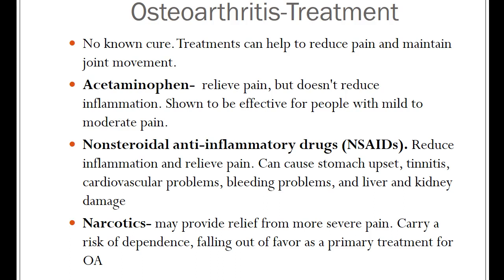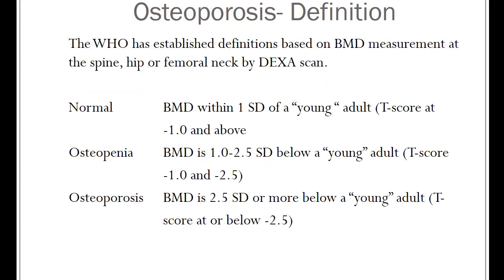And again, it's going to get to the point where they're going to need knee or hip replacement, total knee or total hip. Usually the determination is made according to guidelines when more than 80% of the articular cartilage is worn away. So that's OA.